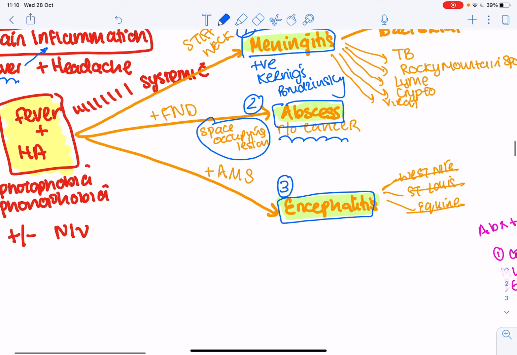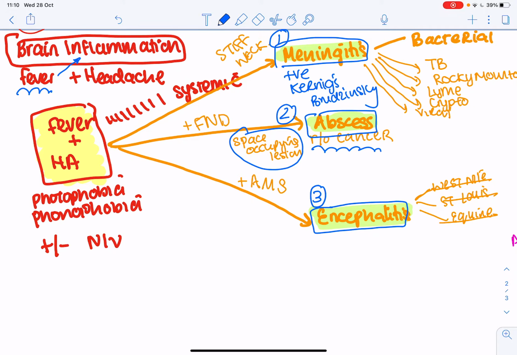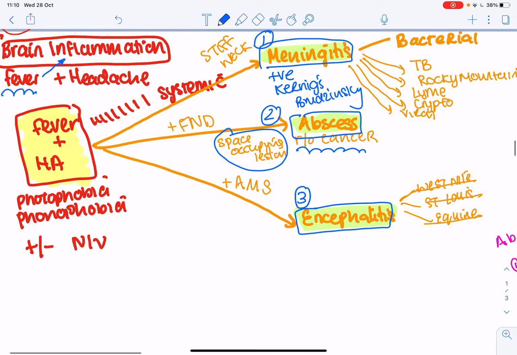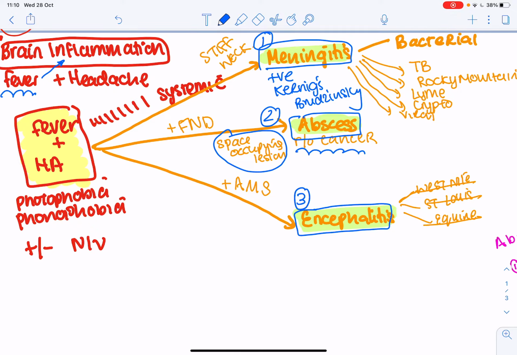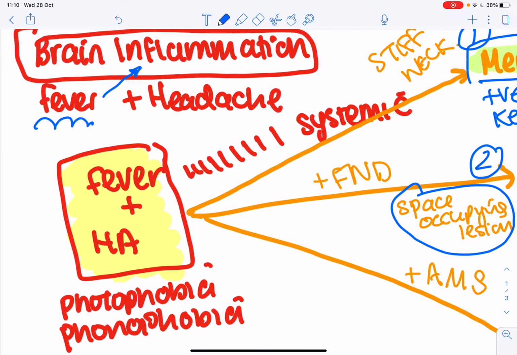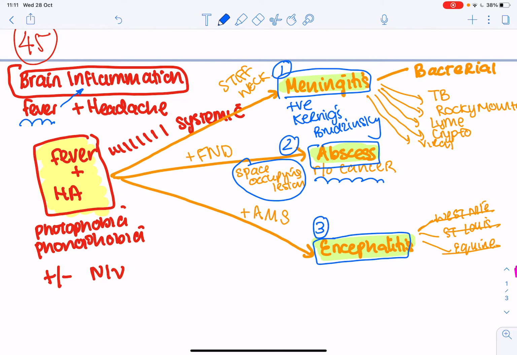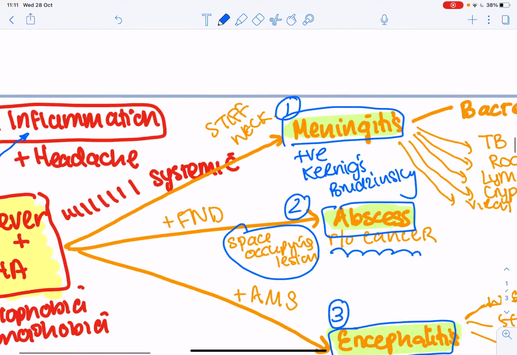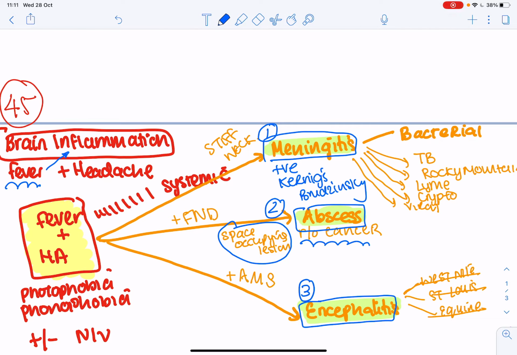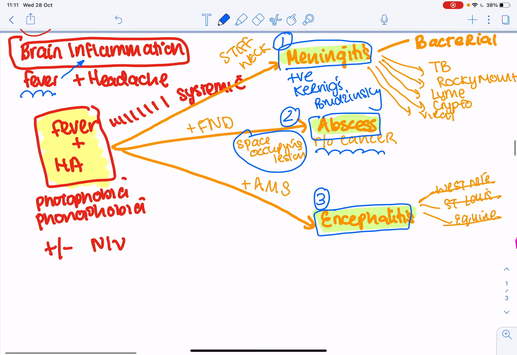So the thing is, the question will present to you with fever and a headache. Patient has fever and a headache. If they have photophobia and phonophobia, that's leading you towards meningitis. Now remember, in actual clinical practice, fever and a headache can be a sign of some kind of systemic dysfunction. However, in our clinical questions, we are going to encounter fever and a headache. If there's a stiff neck accompanying the fever and a headache, that could be a sign of meningitis. So fever, headache plus stiff neck equals meningitis.